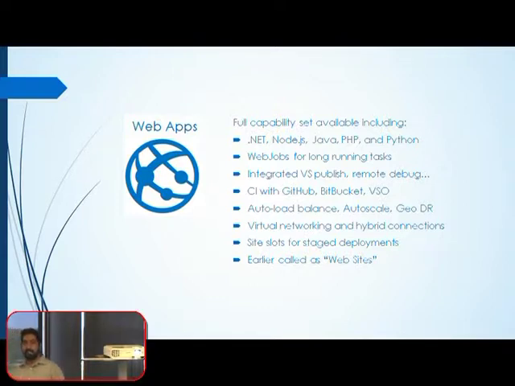Site slots for staged deployment. It comes handy when we are deploying new versions of the web apps. Rather than directly deploying applications in the production slot, we can deploy them into a staging slot where we can do all our automation testing and verify if everything works as expected and then promote them to production. And anyone who has worked earlier in Azure would be aware of an offering called websites. Web apps is nothing but what has been renamed from websites.